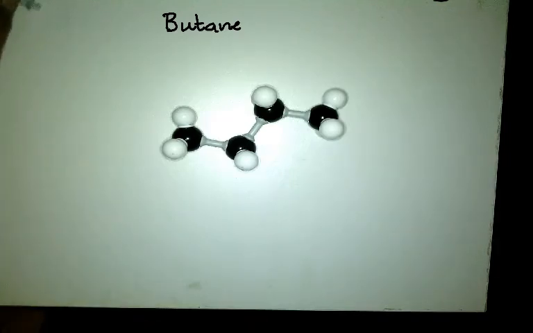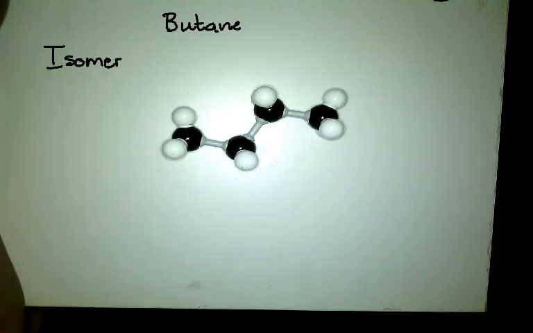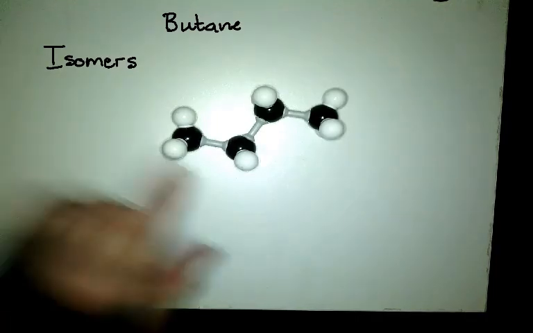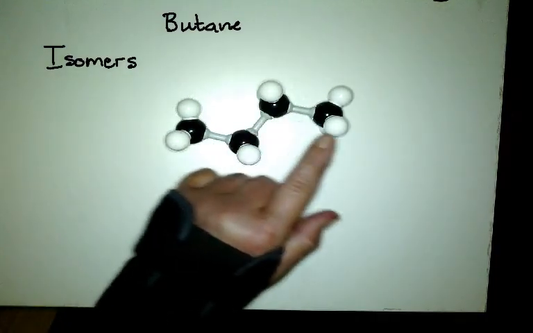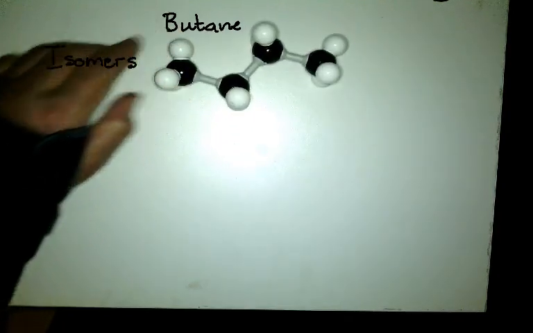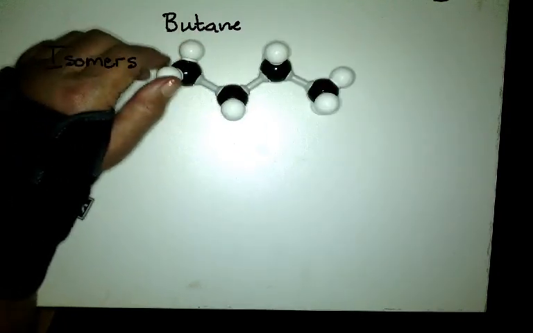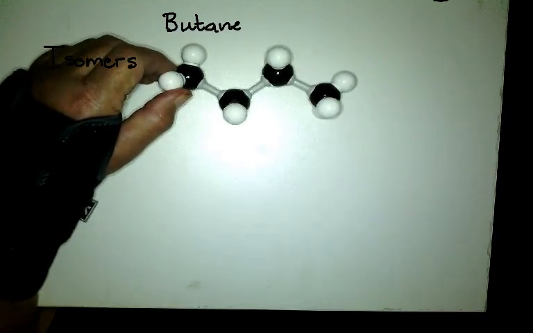Grade 12s, I'd like to use this opportunity to just demonstrate isomerism using a model of a hydrocarbon. So I've already made a lesson presentation, so I want to go and look at the isomers of butane. Now butane has 4 carbon atoms, 1, 2, 3, 4. And it's got 10 hydrogen atoms.